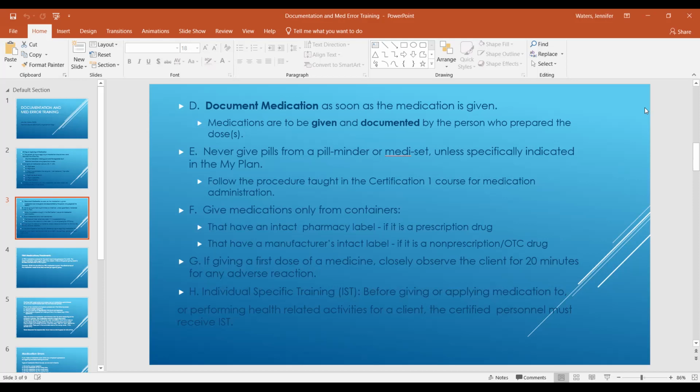If you're giving the first dose of a new medication, closely observe the individual for 20 minutes or so, and we're watching for any adverse reaction. And then you want to ensure that you've had individual specific training. Before you give or apply medication or perform any health-related activity to an individual, you must receive individual specific training on that individual.